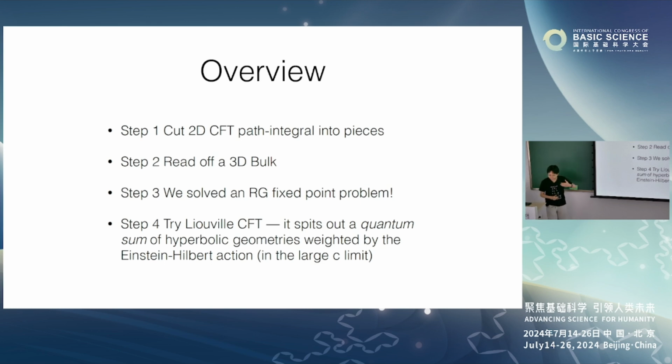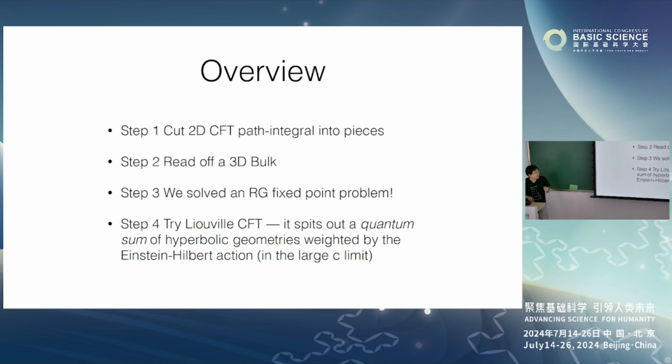Let's go through this recipe of constructing a tensor network that represents the CFT path integral, and from which we read off a holographic dual. And that holographic dual, let me emphasize, is a quantum path integral. So it is not a semi-classical approximation, but it basically spits out a quantum path integral. This would allow you to easily go beyond a semi-classical analysis.